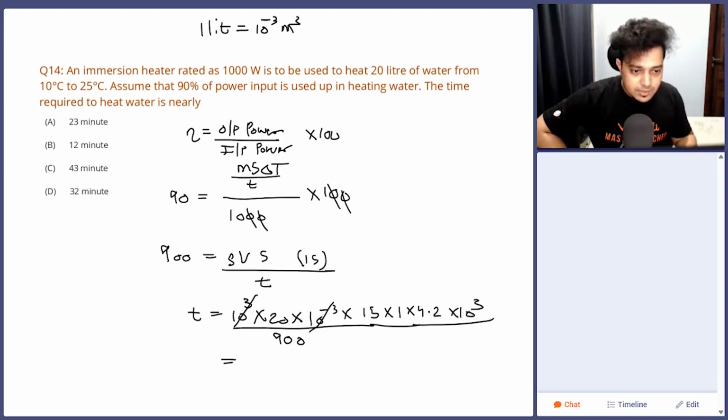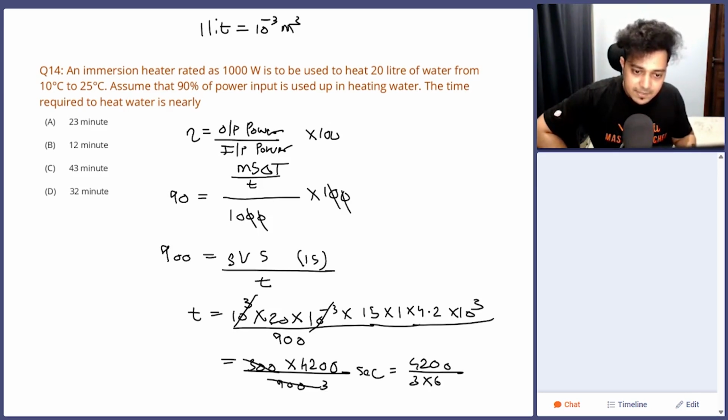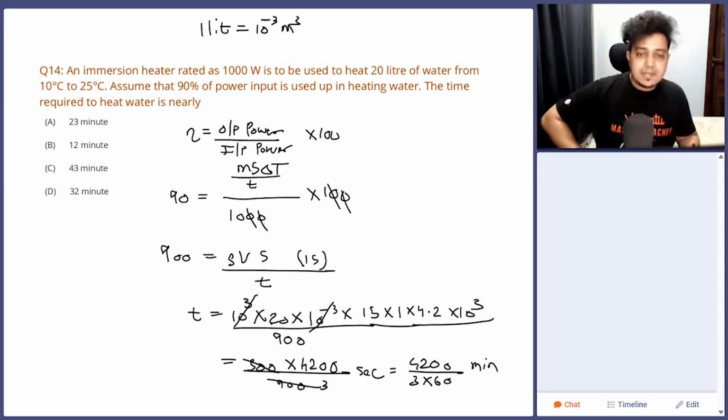The rest of the numbers: this will be 15 into 2, 30, and one more 0 into 4, so 4200. Correct? 4200 divided by 900. This is a perfect division, but this answer will be in seconds. We have to get the answer in minutes as per the options, so this will be divided by 60. Then the answer will be in minutes. Now you can complete the calculation. Okay, let's go. Next question.